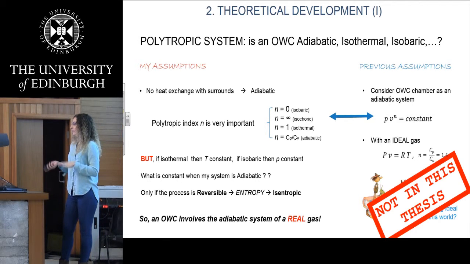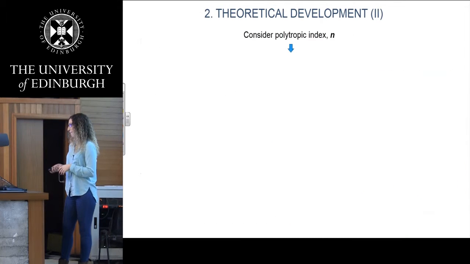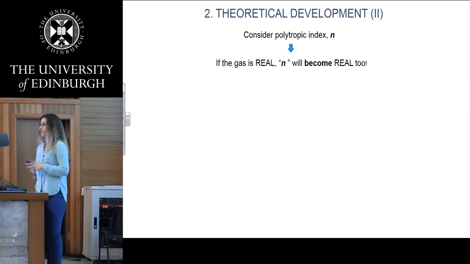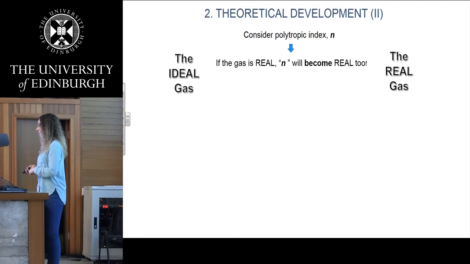What I'm going to do is develop equations for an adiabatic system with a real gas. As you can see, the important factor of my thesis is the polytropic index n. So if the gas is real, then my polytropic index is going to be real too. Let's compare then the ideal gas and the real gas.